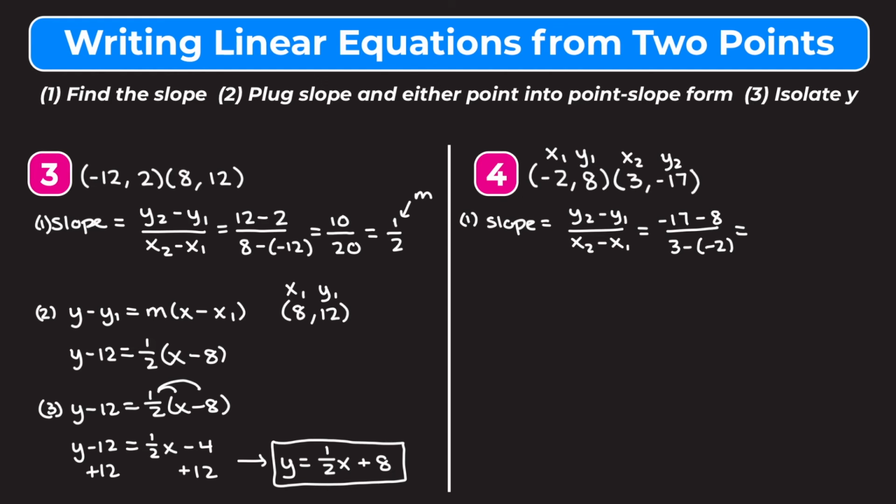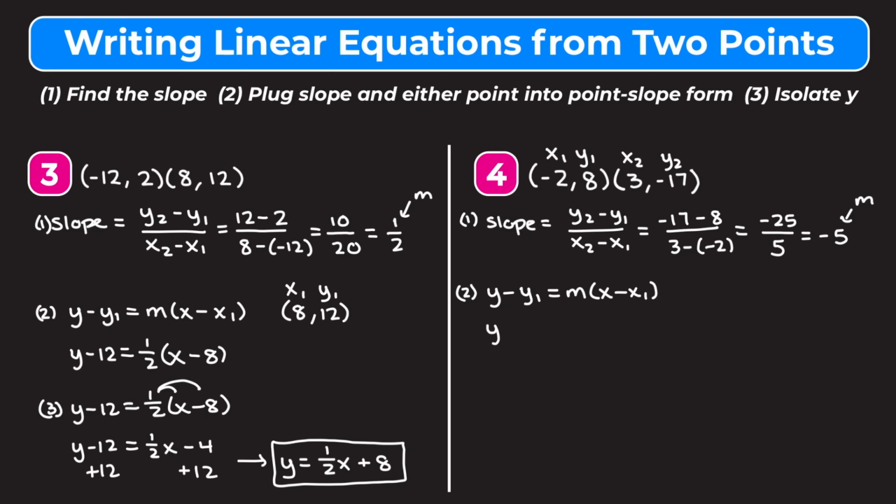We're going to simplify the top and the bottom. Negative 17 minus 8 is going to give us a negative 25. 3 minus negative 2 is the same as 3 plus 2, so we get 5. And negative 25 over 5 simplifies to negative 5. So we get a slope, or an m value, of negative 5. Now we need to use point slope form, so I'll rewrite that. y minus y1 equals m times x minus x1.